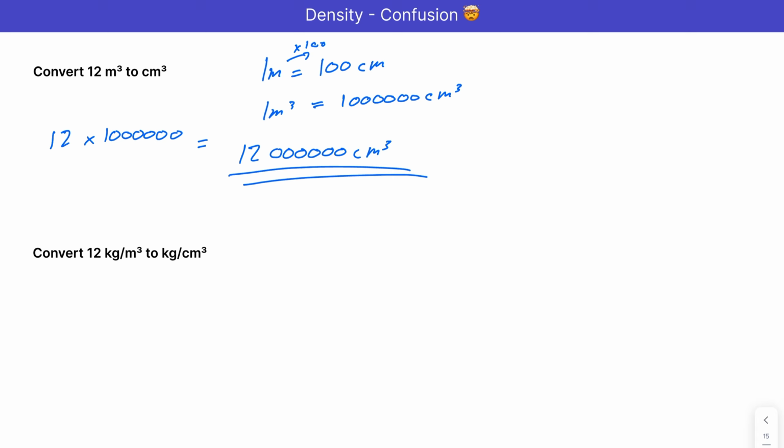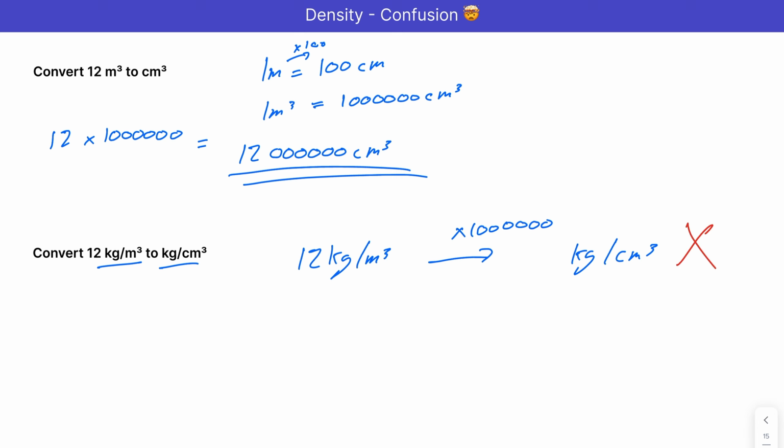Now, what people do here is they come here and they're like, well, actually, this question's asking me to go from meters cubed to centimeters cubed. So surely to go from 12 kg per meters cubed to kg per centimeters cubed, all I need to do is times it by 1, 2, 3, 4, 5, 6.